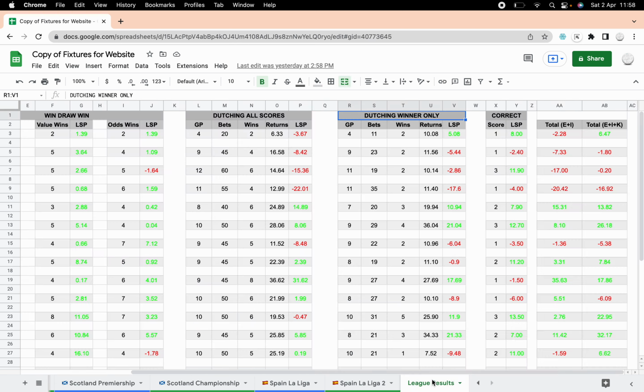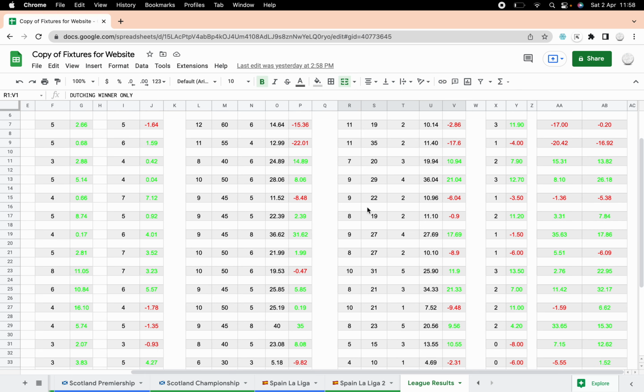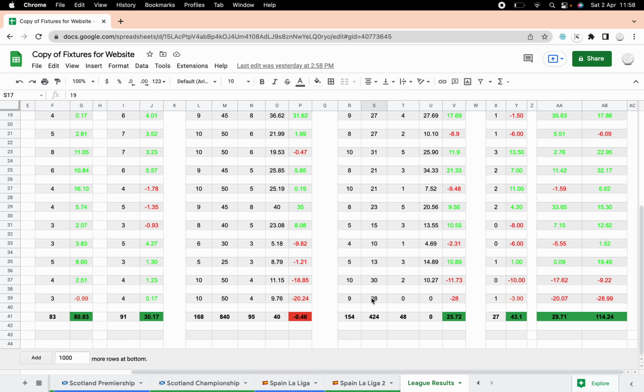So if we look at the results from those, it's much more interesting. You can see for a start, the bets, it's not the amount times 5, it's a lot less than that. So if we look down, 424 bets compared to 840 bets. Yes, there are fewer games because there isn't value in all of them, but 424 compared to 840 is a massive reduction. So already you're placing less money on it, which is always a bonus. Less exposure. 48 wins.